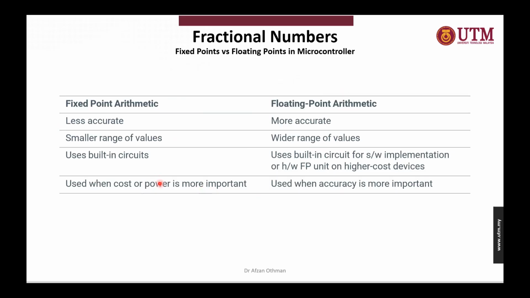Okay, so if you're going to build a system or device with low cost and low power consumption, it is better to use fixed point arithmetic, where the accuracy of the device is not so important. So you can use fixed point arithmetic. When accuracy is more important, then you need to go for floating point arithmetic. So that is for the fractional number. For the fractional number, we already learned about fixed point and floating point.